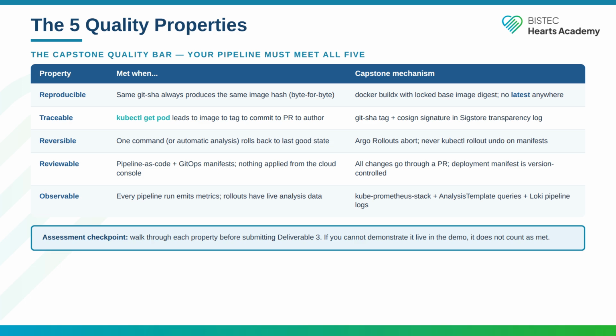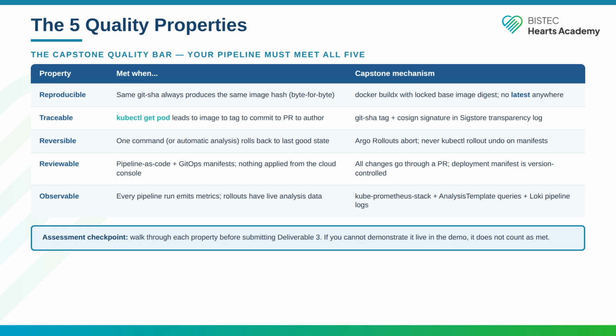Reviewable means every deployment-affecting artifact exists in Git. The pipeline YAML, the rollout manifest, the analysis template, the Helm values, the Terraform for the cluster infrastructure. Nothing exists only in a cloud console or a person's memory.